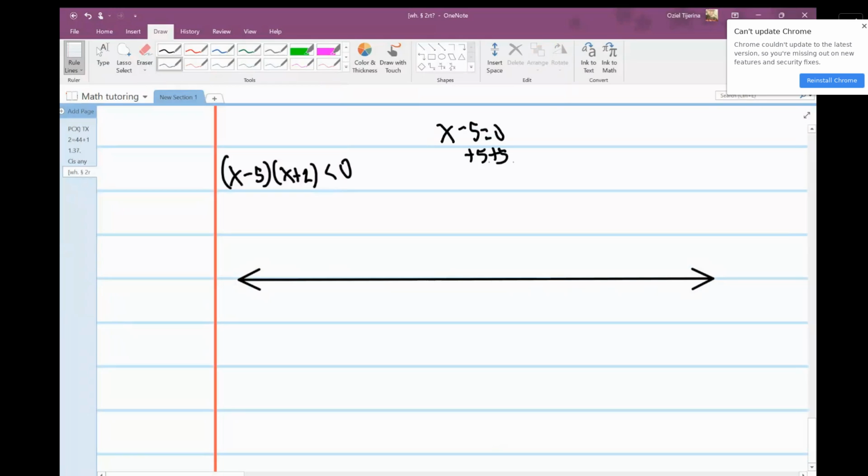So x equals 5 is one of them. And then we also have x plus 2 equals 0, and that's another one. So we can put negative 2 here, and then we can put a 5 here. Now what you're going to do is test an interval.